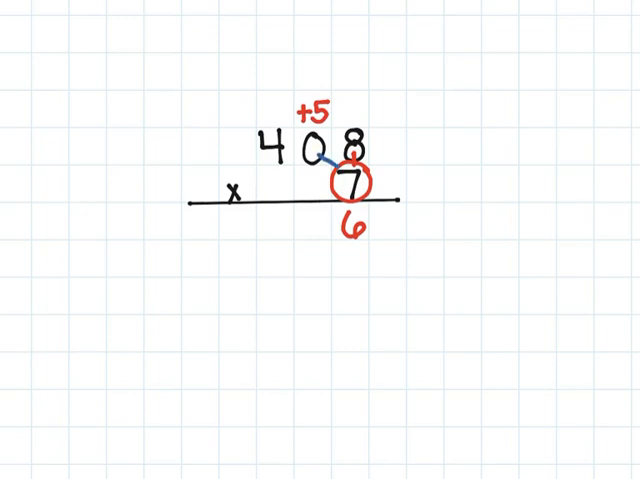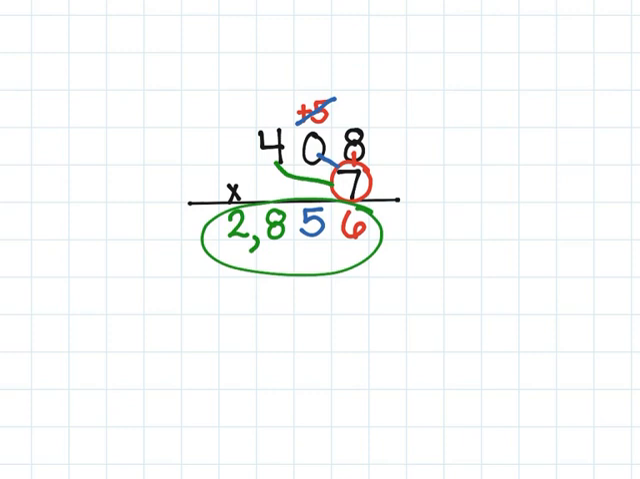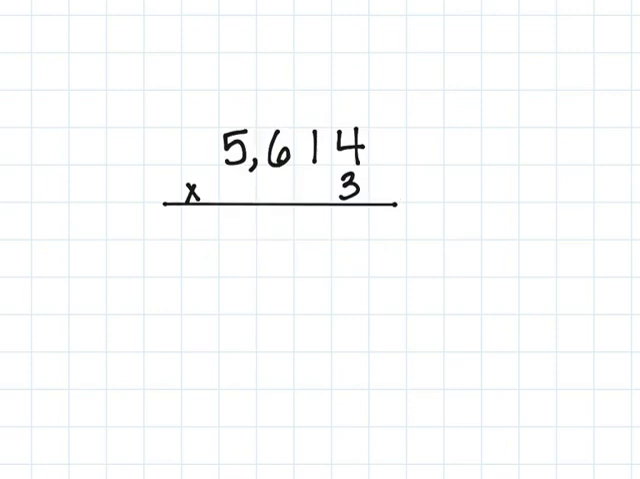Next, I'm going to multiply 7 by 0. So 7 times 0 is 0, plus the 5 I regrouped gives me 5. I'm going to cross off my plus 5 since I've used it. Last, I'm going to multiply 7 times the digit in the hundreds place, which is 4. So 7 times 4 is 28, and since that's my last multiplication step, I can write 28 right into my answer, drop my comma, and I get my final answer of 2,856. So 408 times 7 is 2,856.